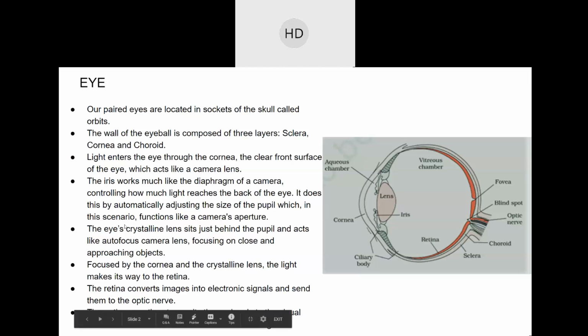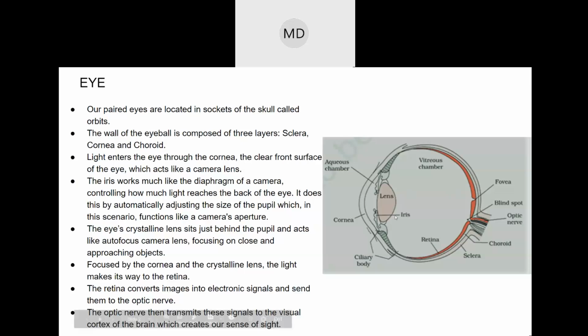You need to learn the functions of the eye, its structure, and how exactly it works, and you need to learn to draw the diagram. Diagram of the eye and diagram of the ear. The ear is a little bit complex, but you have to learn to draw the diagram. This is the structure of a human eye. In physics also you have the structure of the eye, with the lens and all.